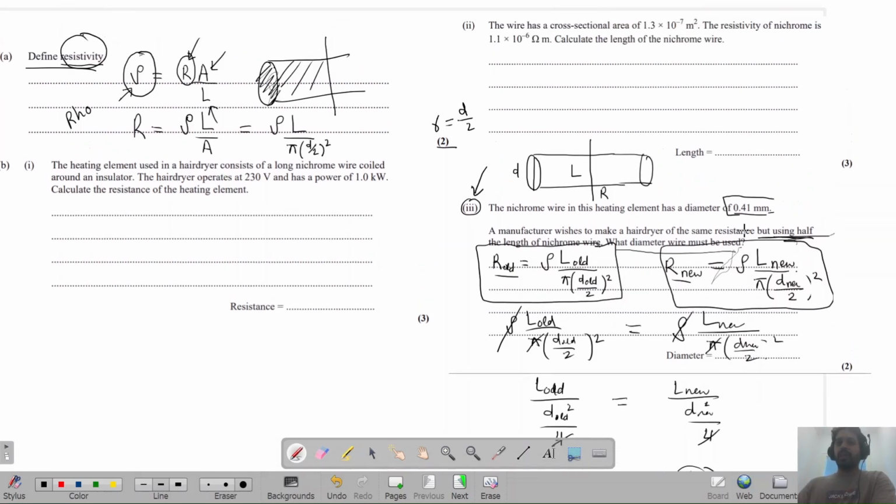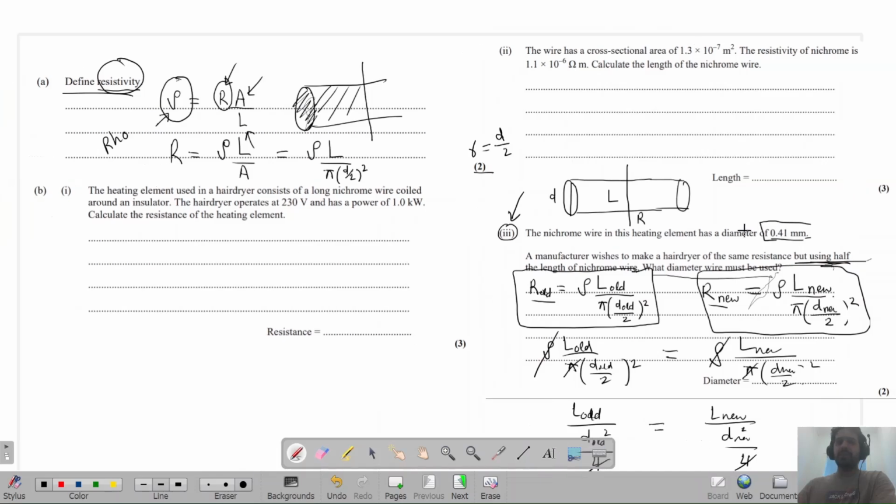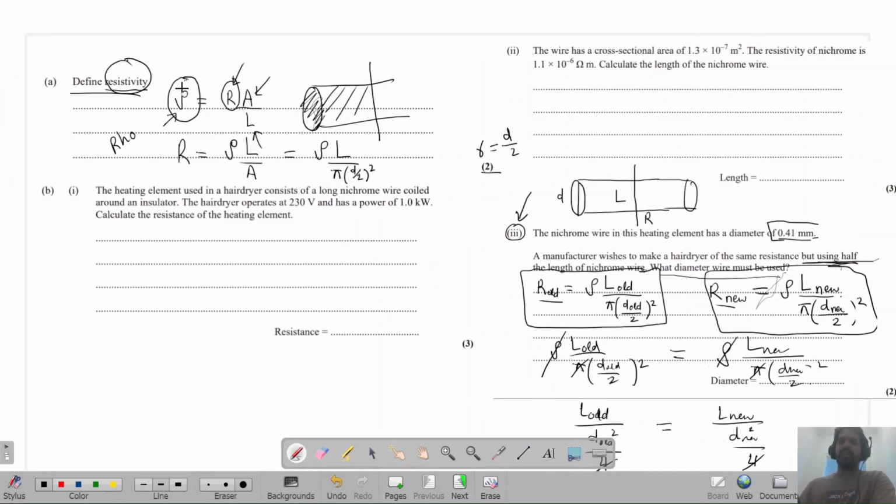So in summary, resistivity is an intrinsic property of the material of the wire, right? Intrinsic means that it has to do with the nature of the wire, what it is made of, not with the dimensions of the wire, not the length and the area of the wire. So resistivity is an intrinsic property.